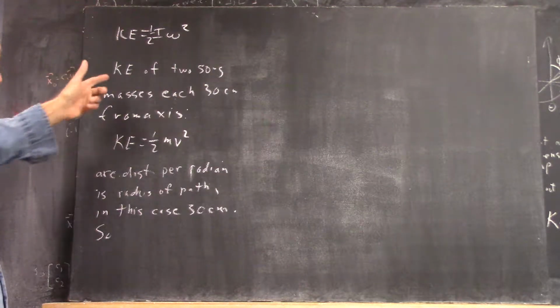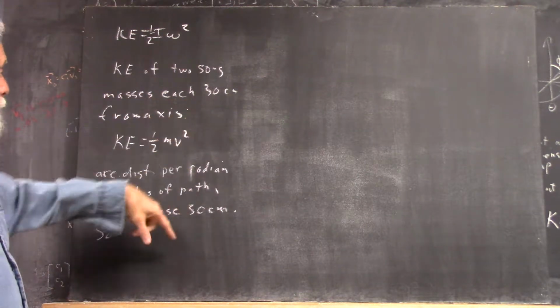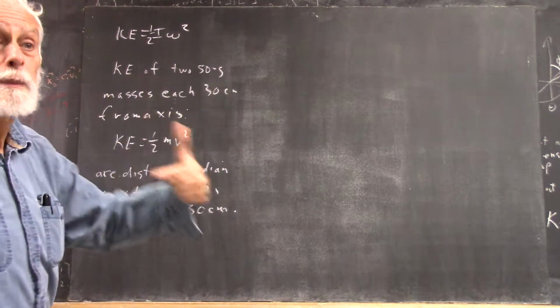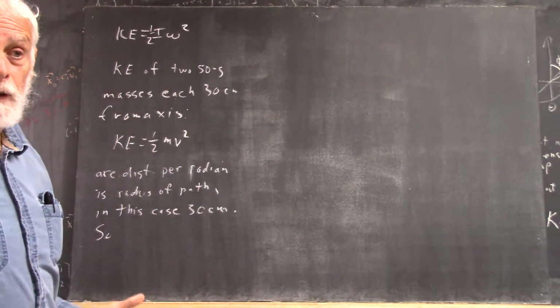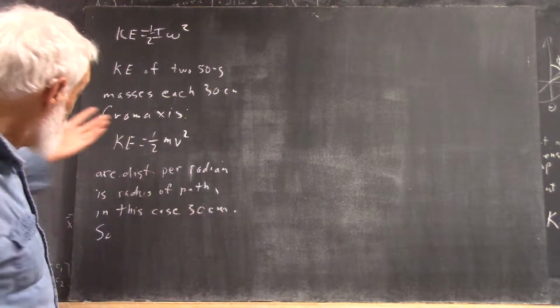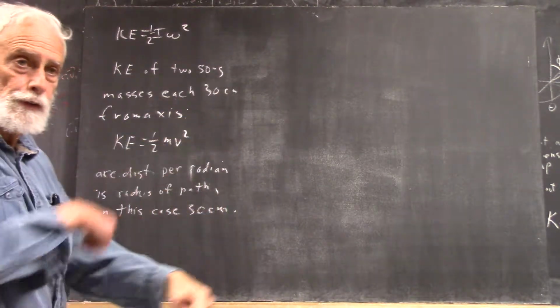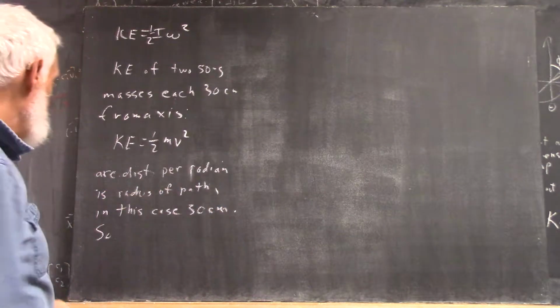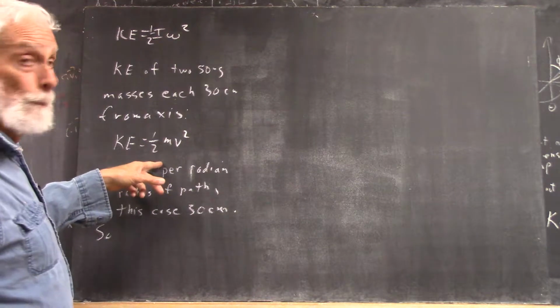Now, let's use this. First of all, we find the kinetic energy of 250 gram masses. We want to find the moment of inertia, the I. We're going to first find the expression for the kinetic energy, right? Kinetic energy of 250 gram masses, each 30 centimeters from the axis of rotation, the thing that we observed in lab. Okay? So kinetic energy is 1/2 mv squared.